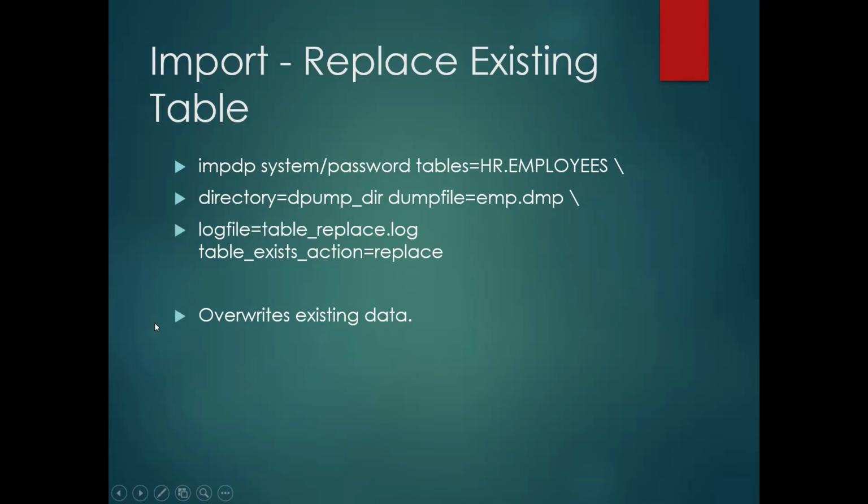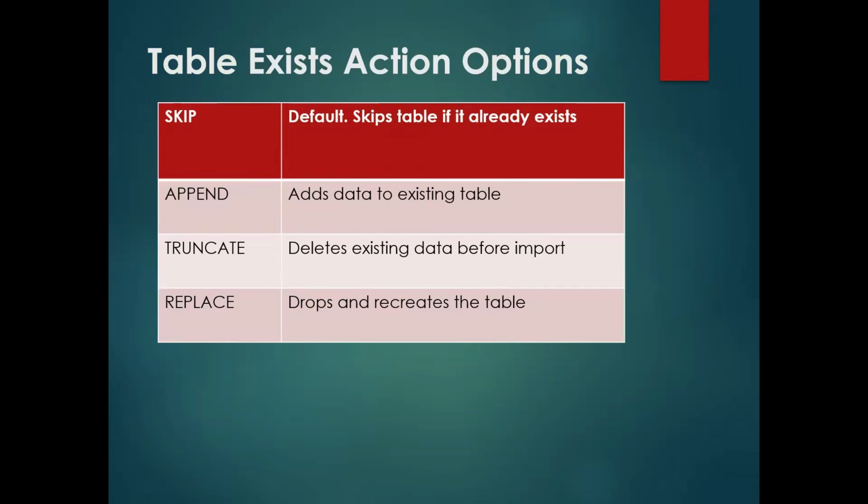Actually, see here the table_exists_action, there are four options. I will show you here. You can see the table exists action option has four values: one is skip, one is append, one is truncate, and one is replace. Skip is the default one. If the employee table is there, it will skip and exit, and the log will show that the table already exists.